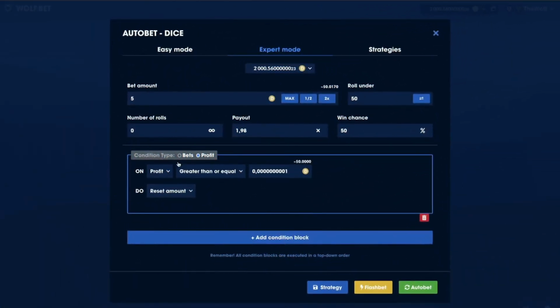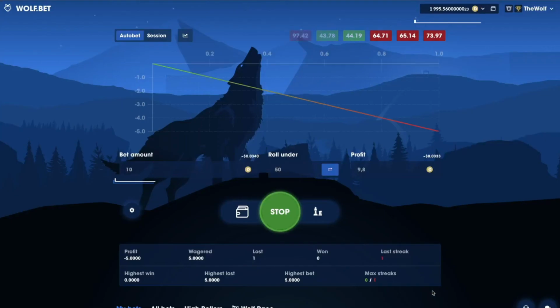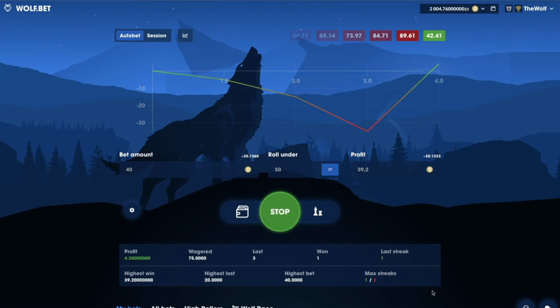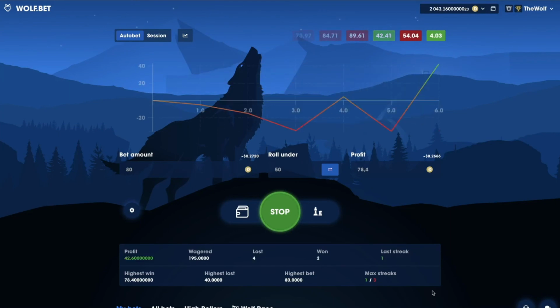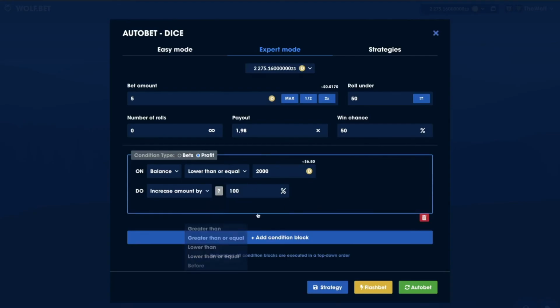The same works the other way. For example, if my balance is below 2000 during the auto bet, I want my bet to double. I choose on balance lower than and I type 2000 and select increase amount by 100%. If I chose on balance lower or equal, my bet would still double if I had 2000 dodge in balance. But if I had 2001, for example, it would stop doubling.